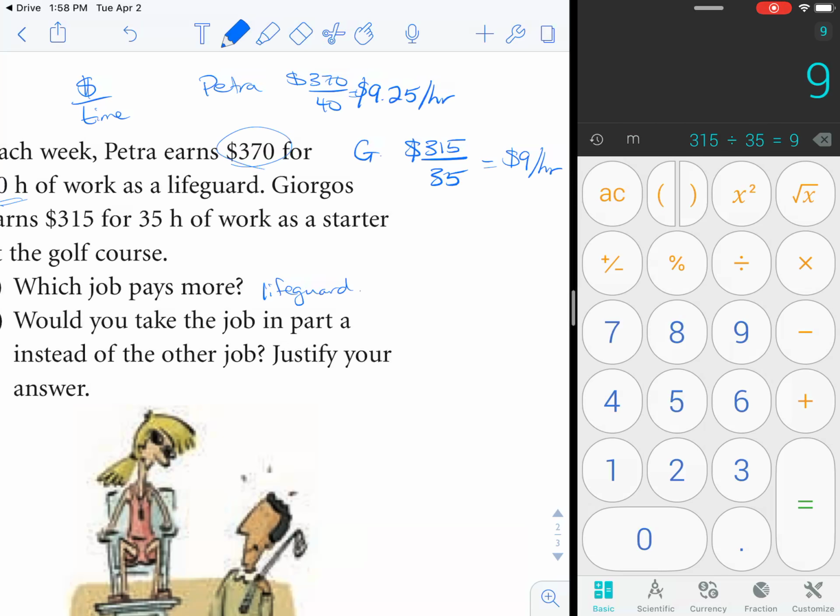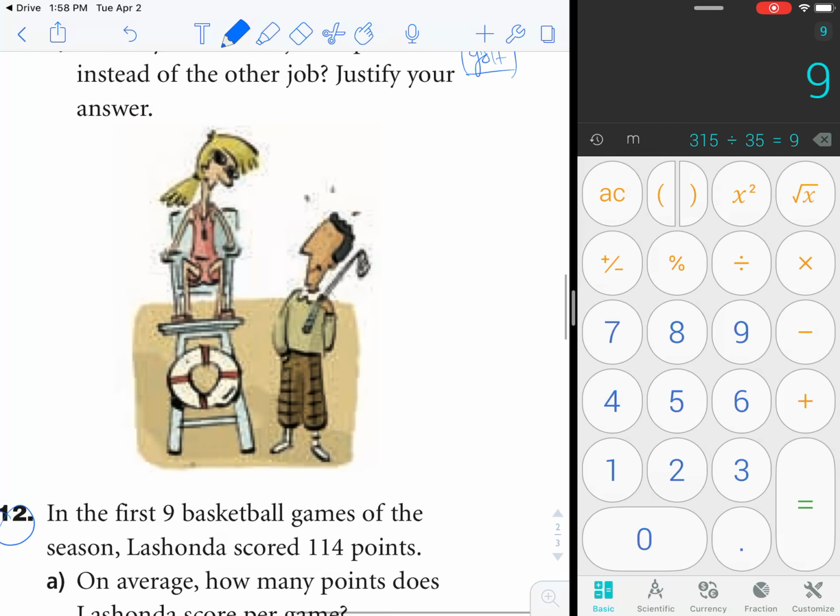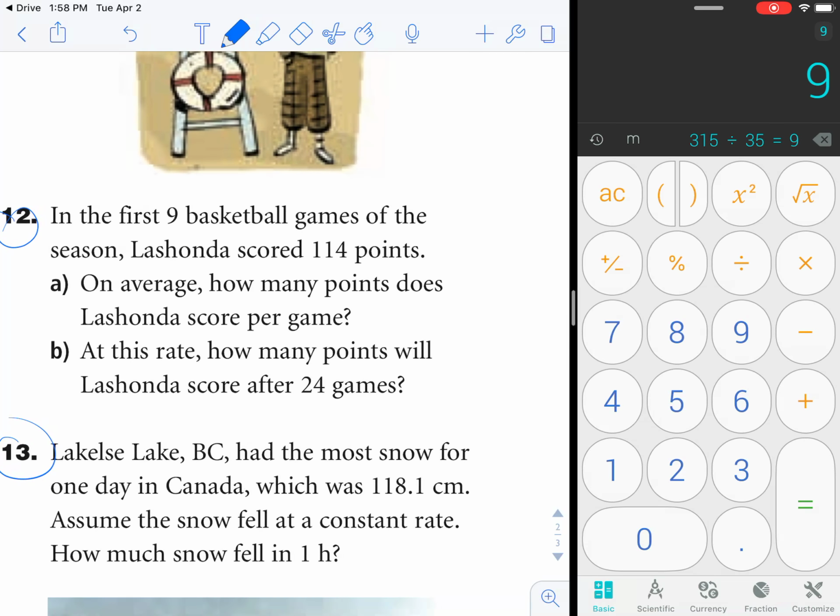Okay, would you rather have lifeguard or golf course? It's up to you. I'd rather have the golf course because I like to golf even though it makes less money. But you could be the lifeguard if you want.